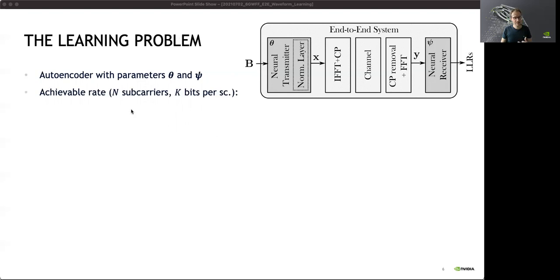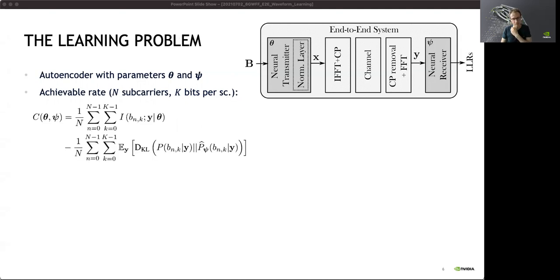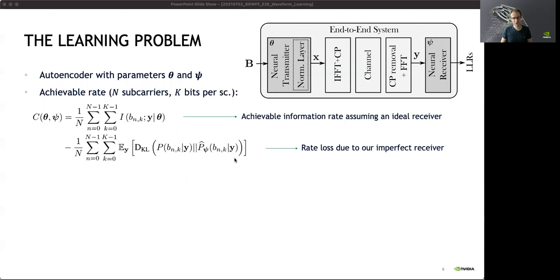Now, assume that we have n subcarriers and transmit k bits per subcarrier on average. The quantity that we want to maximize is an achievable rate, C of theta and psi, that consists of two terms. The first term is the sum of the bitwise mutual information or the bit metric decoding rate, assuming an ideal receiver. So this is independent of what happens after Y. The second term is a rate loss due to a mismatched receiver, which outputs slightly erroneous a posteriori bit probabilities or LLRs.